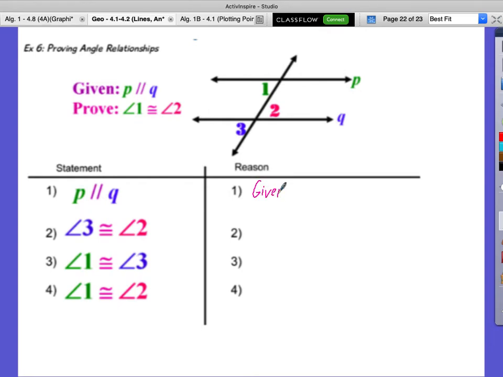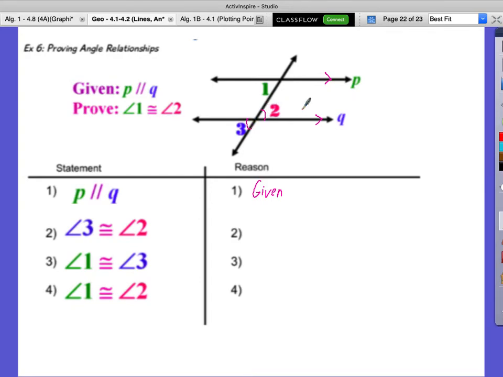Given and at the end. Okay? So we're saying that P is parallel to Q. I like to label my information, so I'm going to label that they're parallel with those arrows. Then we say, hey, angle 3 is congruent to angle 2, so I go mark those. They're congruent.